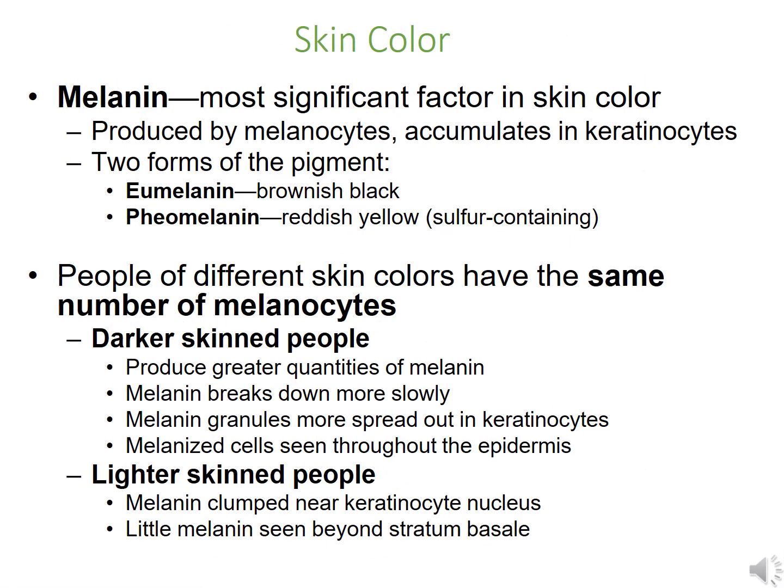Skin color. Melanin is the most significant factor in skin color. It is produced by melanocytes and accumulates in keratinocytes. There are two forms of the pigment: eumelanin, brownish black, and pheomelanin, reddish yellow and sulfur containing. People of different skin colors have the same number of melanocytes. Darker skinned people produce greater quantities of melanin, their melanin breaks down more slowly, and the melanin granules are more spread out in keratinocytes.